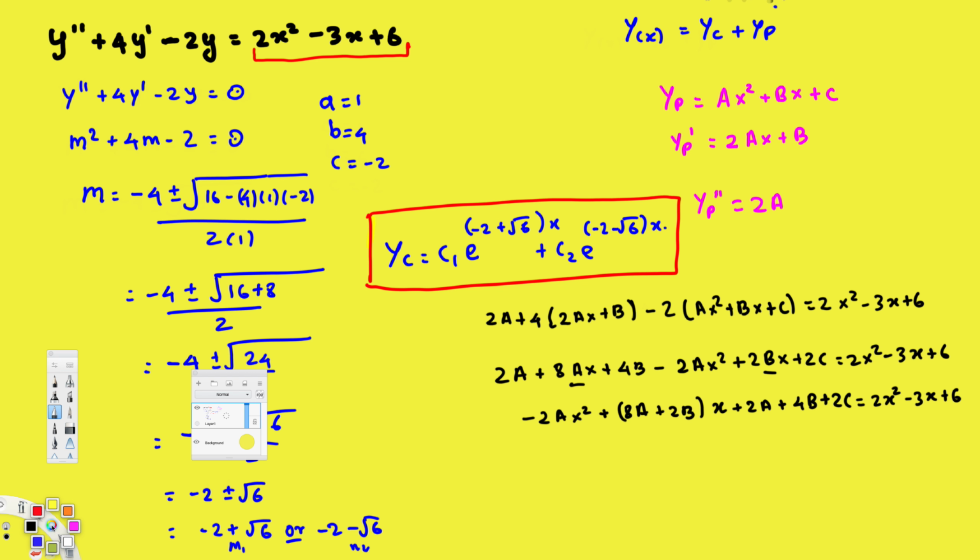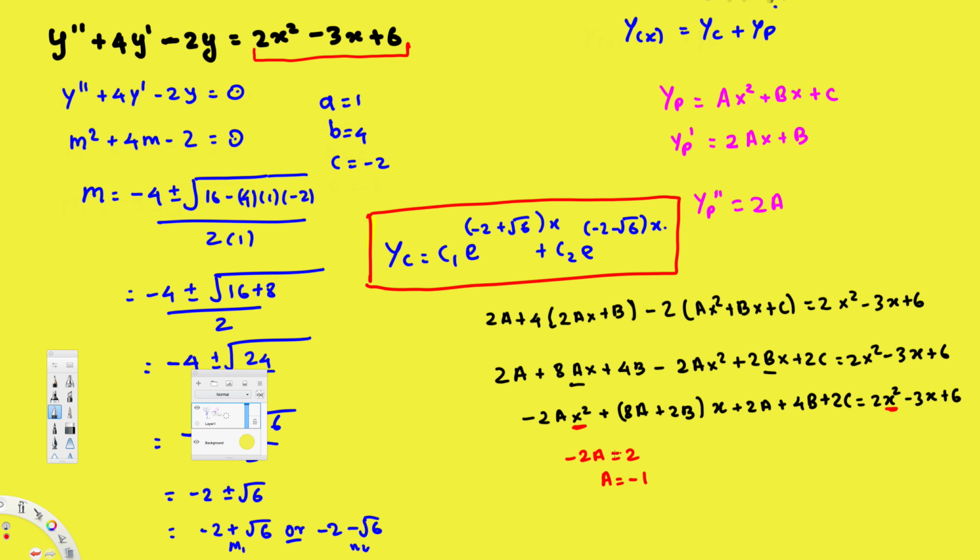Now let's compare the coefficients. If you look at x squared, here we have x squared and here we have x squared. In front of x squared we have minus 2a, and here in front of x squared we have 2. So we equate these two. From this we can see that a is going to be equal to negative 1.